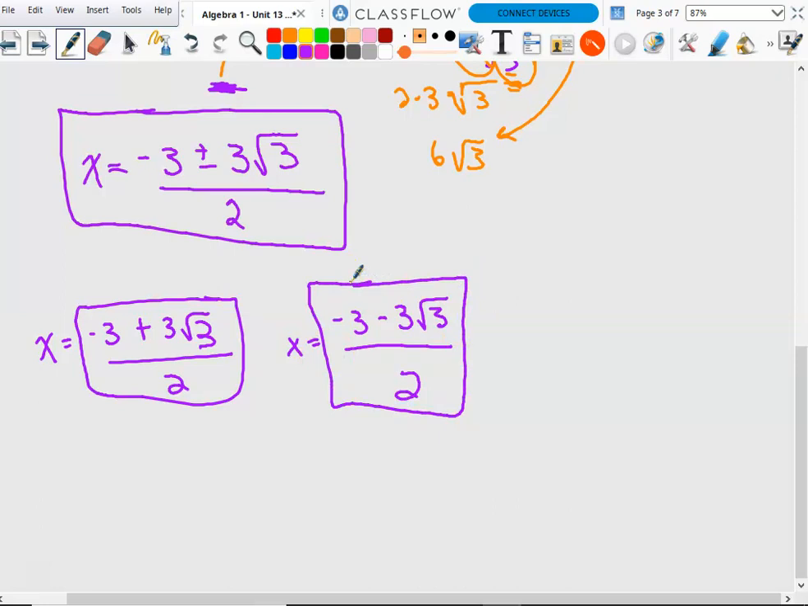I would say you could see it this way, but more often than not, you'll see it that way. Okay. That's a big problem. There's a lot of places to make mistakes. Hit pause. Go try A.